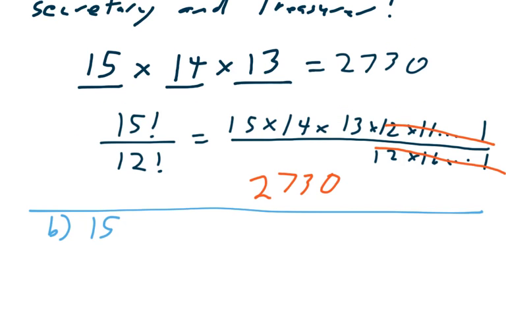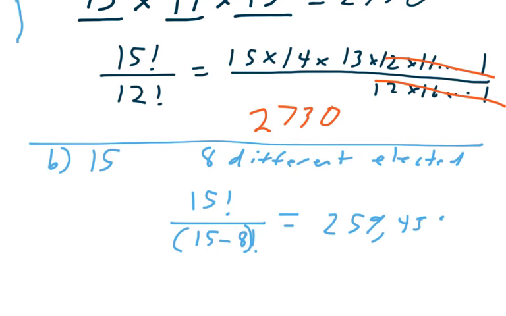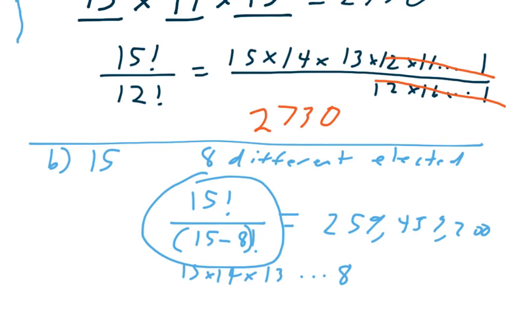So let's say we have the same 15 people, and we are going to have 8 different elected positions. So maybe we have a vice president, a prom committee chairman, and so on. So what we would do is we would take 15 factorial and divide it by 15 minus 8 factorial. And this number is a lot bigger, and you still could have done it the same way as 15 times 14 times 13 until you got all the way down to 8. But this way would have been much faster in your calculator.